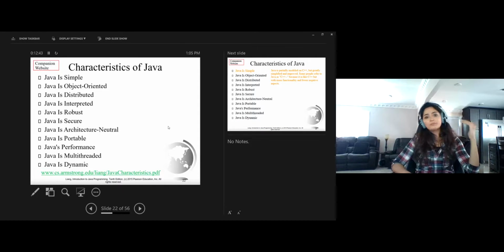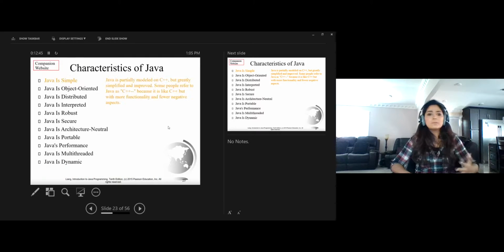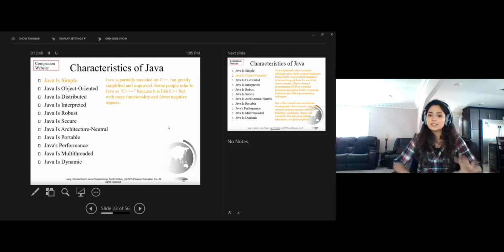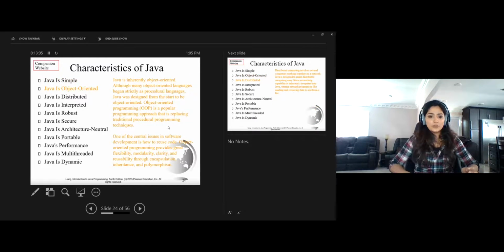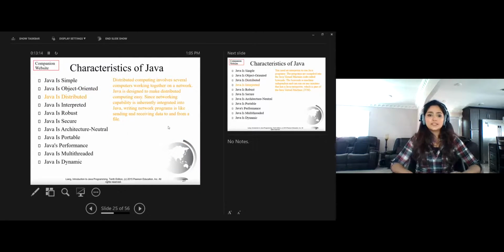I will go real quick on this one. Java is simple. If we talk about C++, Java is much better than C++. They say they just copied C++ and worked on the errors, but it's like a copy of C++. Java is object-oriented. So again, the blueprint and the objects.